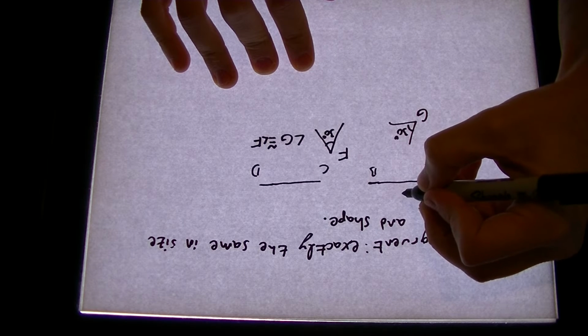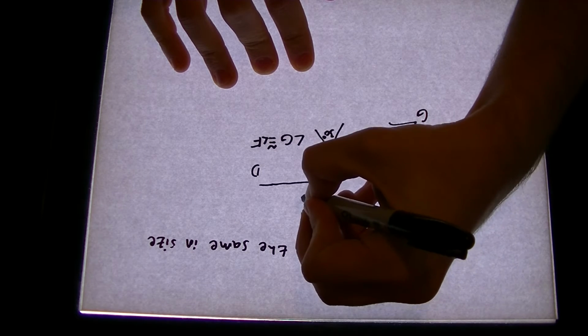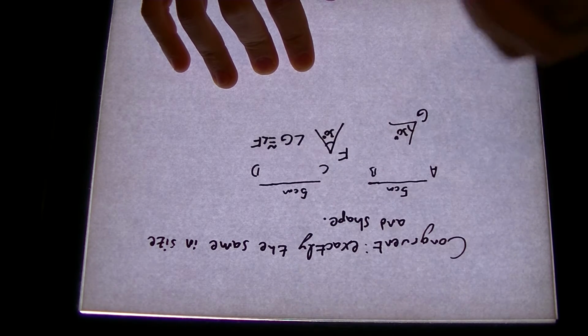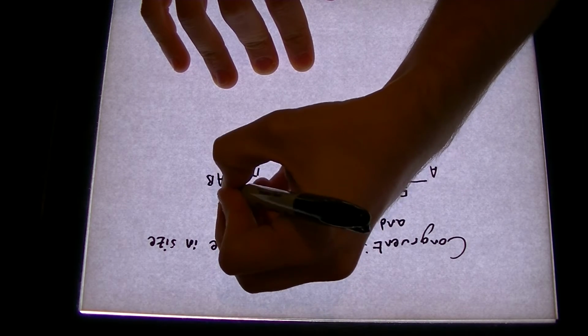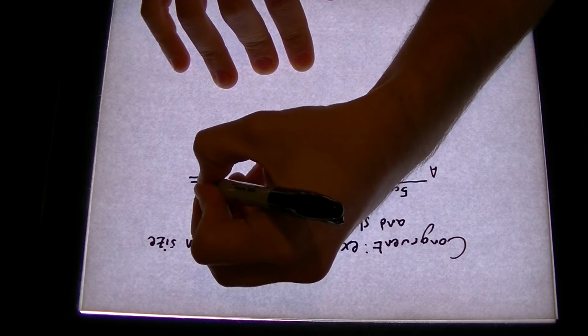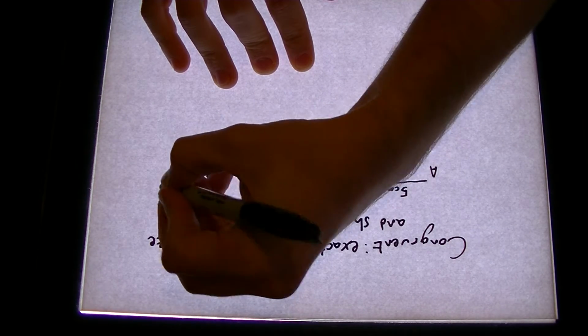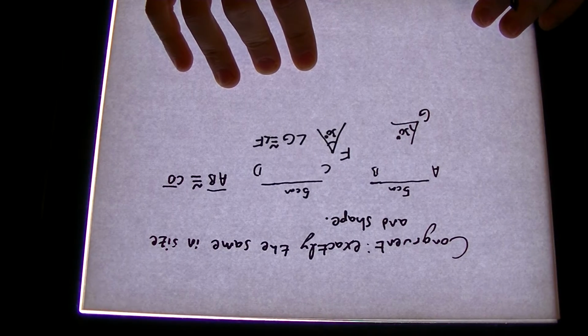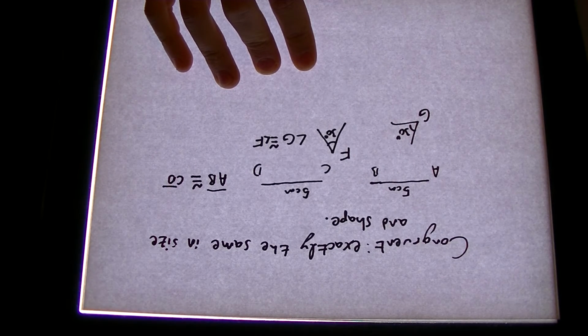Similarly, if AB was 5 centimeters and CD was also 5 centimeters, that would mean that line segment AB is congruent to line segment CD. So to be congruent means to be exactly the same in size and in shape.